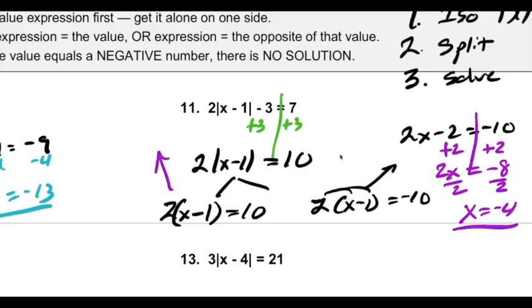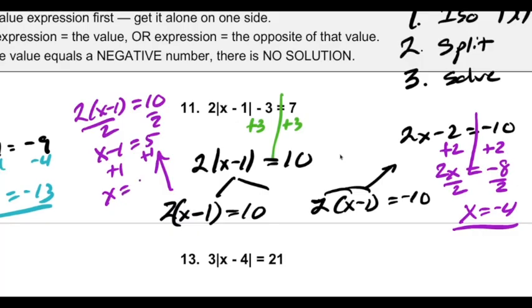Over here, we're gonna have space. 2x minus 1 is equal to 10. Divide both sides by 2, you get x minus 1 is equal to 5. And then I gotta add 1 on both sides. Duh. So x equals 6. So those are my 2 answers, 6 and -4.